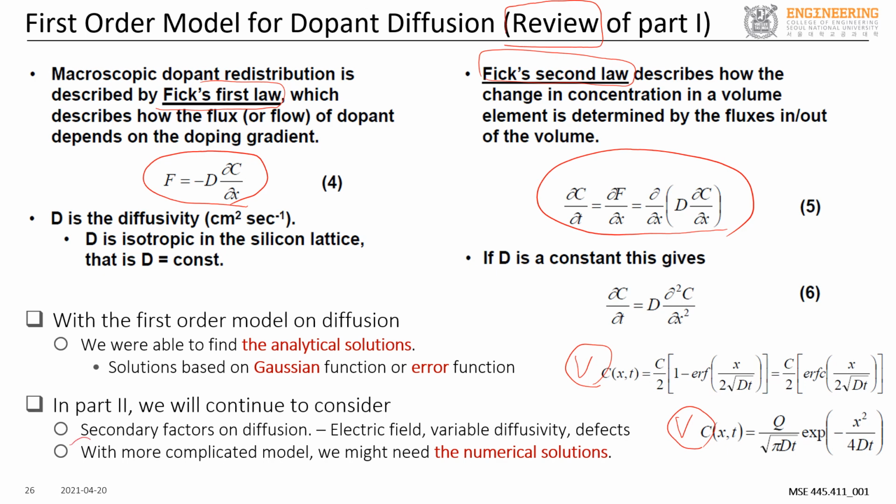So far, it was relatively simple mathematically, but in part 2, it's going to become more complicated because we are going to discuss all the secondary factors on diffusion, such as electric field and variable diffusivity. The diffusivity is not constant anymore. If it's constant, it comes out of the integral, but if D changes with x, it becomes more complicated. We will also talk about defects, vacancies, and interstitials. At that point, we don't have any analytical solutions, so we will have to use numerical simulations to figure it out.